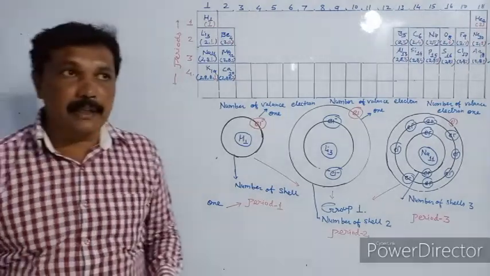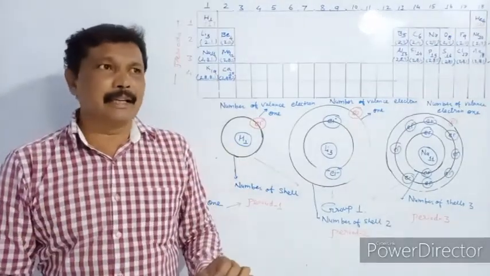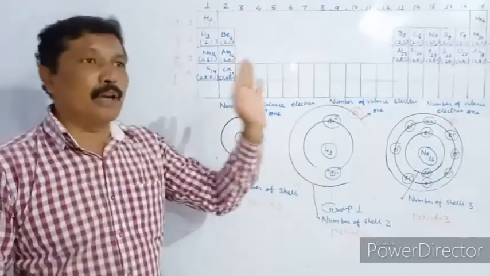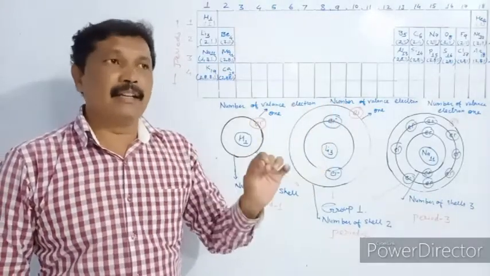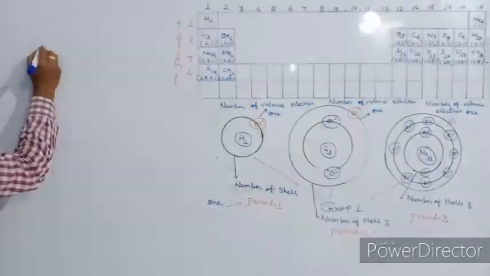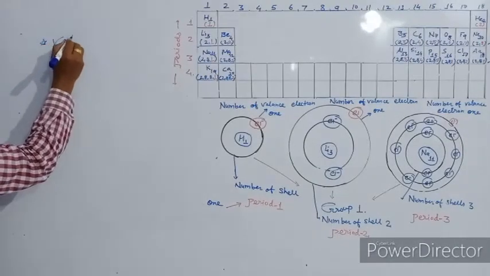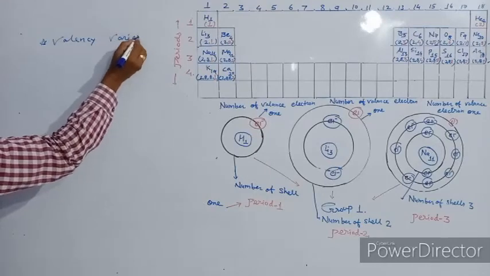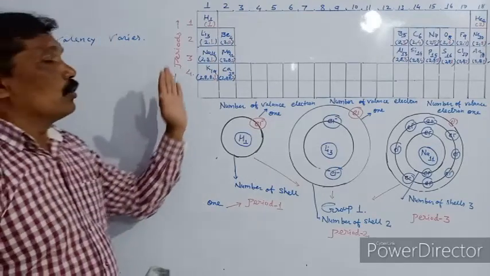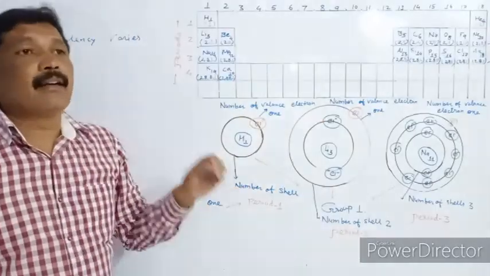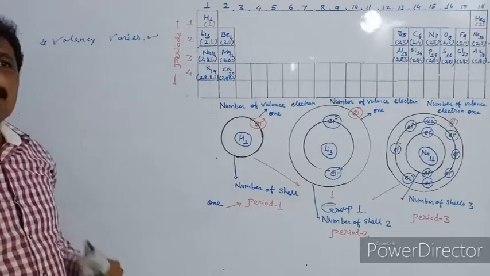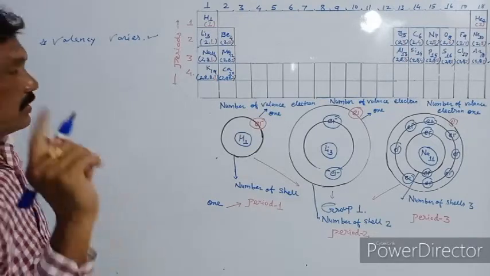When we study periods, we will always study them from left to right. As we move from left to right in a period, we see that the valency varies. It means that the valency goes on changing. First thing.